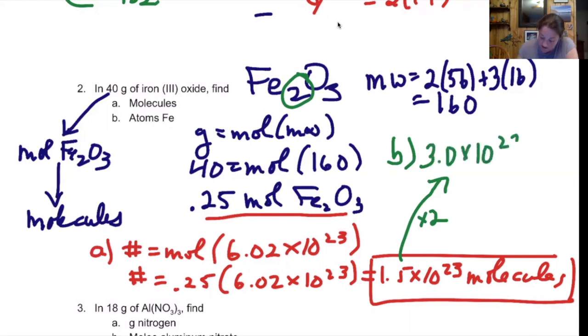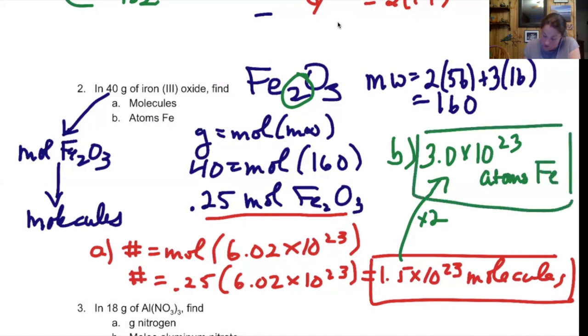And when I multiply that 1.5 times 10 to the 23rd by 2, I'm going to get 3 times 10 to the 23rd atoms of Fe. So again, when you're going from part to whole, either with moles to moles or molecules to atoms, you simply need to multiply by the subscript.